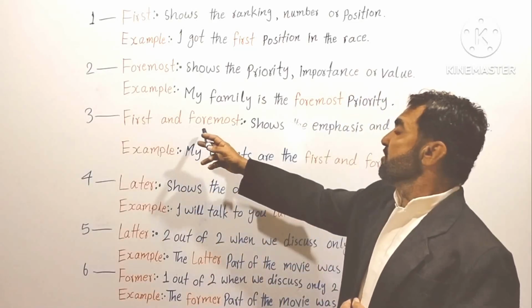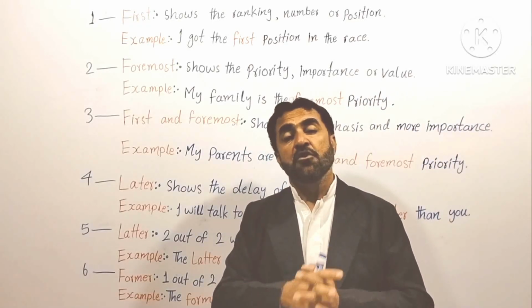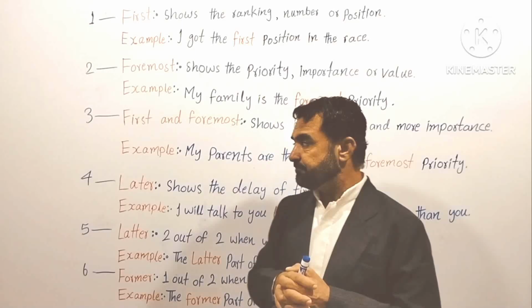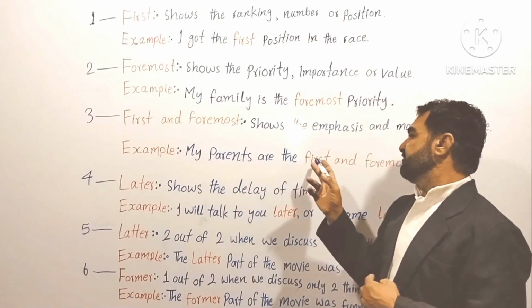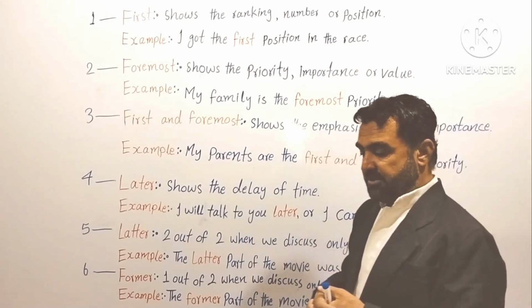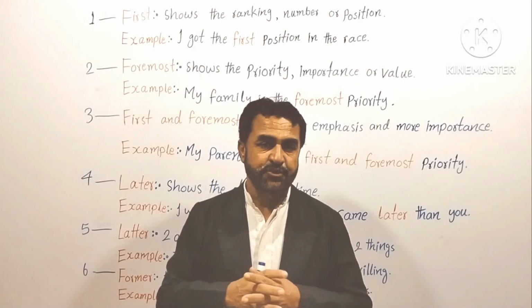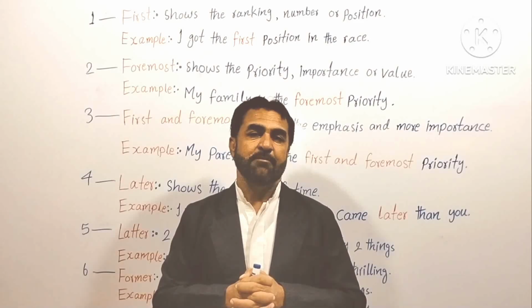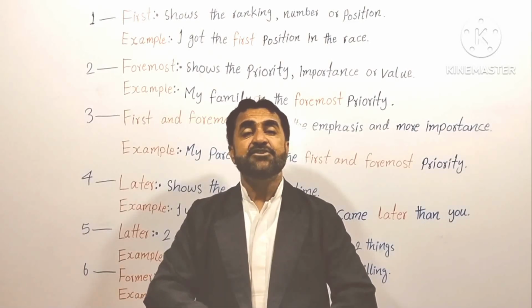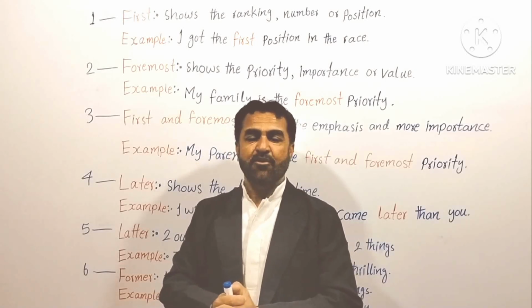You see the definition: first and foremost shows the emphasis and more importance or value. Look at the example: My parents are the first and foremost priority to me, that I should spend on them. More than my children, more than my family, my wife. Simply, my parents have the first and foremost right on me that I should spend on them. I hope you have understood the difference.